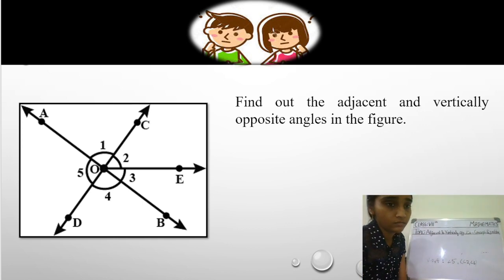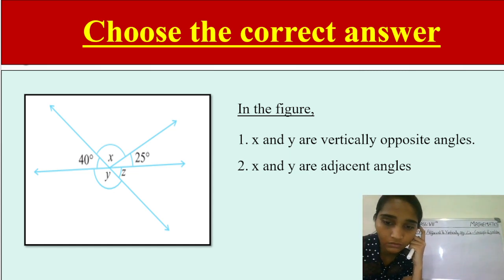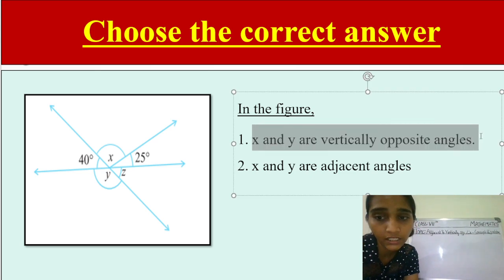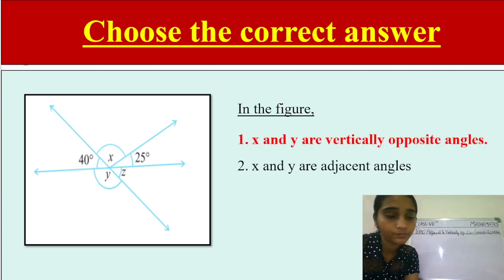Let us move ahead. You have to choose the correct option in the figure, whether x and y are vertically opposite angles or x and y are adjacent angles. You have to choose the correct answer about angles x and y. So students, what are you getting? Answer? Yes, very good. X and y are vertically opposite angles, not adjacent angles. Because adjacent angles have a common arm, but here we cannot see any common arm. So you are correct. X and y are vertically opposite angles.